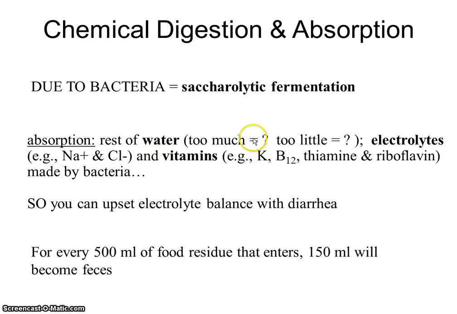And then vitamins, we said vitamin K, B12, thiamine, riboflavin are made by the bacteria, our microflora, when they use, again, our indigestibles. I mentioned that you can upset your electrolyte balances with diarrhea, and we'll talk about that again when we get to that chapter. And I said, for every 500 milliliters of food that enters, about two-thirds of that will be absorbed, and only a third will become feces.